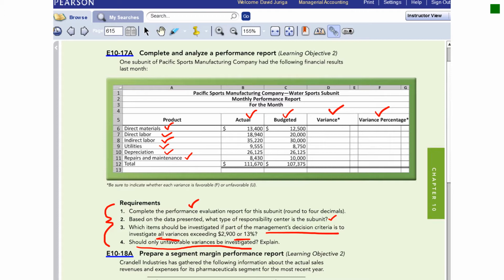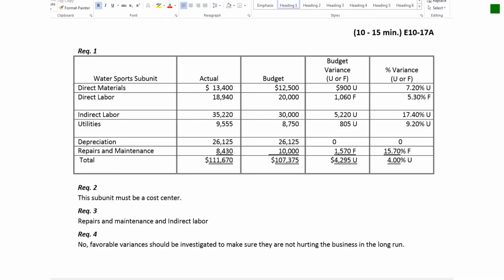Once you get the variance column, you take the variance numbers and divide that by the budgeted column to get a percentage. As you can see by this table, they went ahead and filled in the budgeted variance column. You just take the differences between actual and budget. You'll say unfavorable if actual is more than the budget. For direct materials, it is more, so you'd say unfavorable by 900. To get the percent, you take 900 and divide that by 12,500. That's a 7.2% difference on the variance.